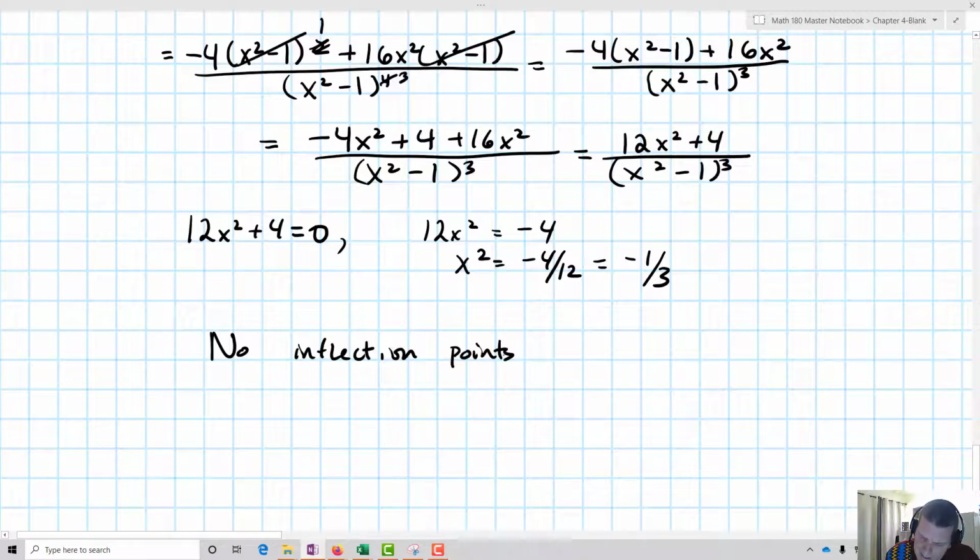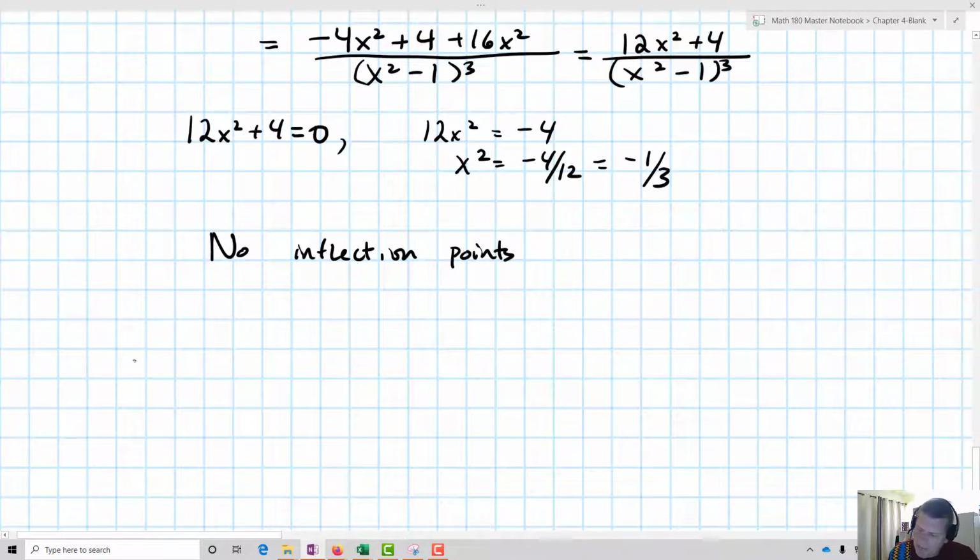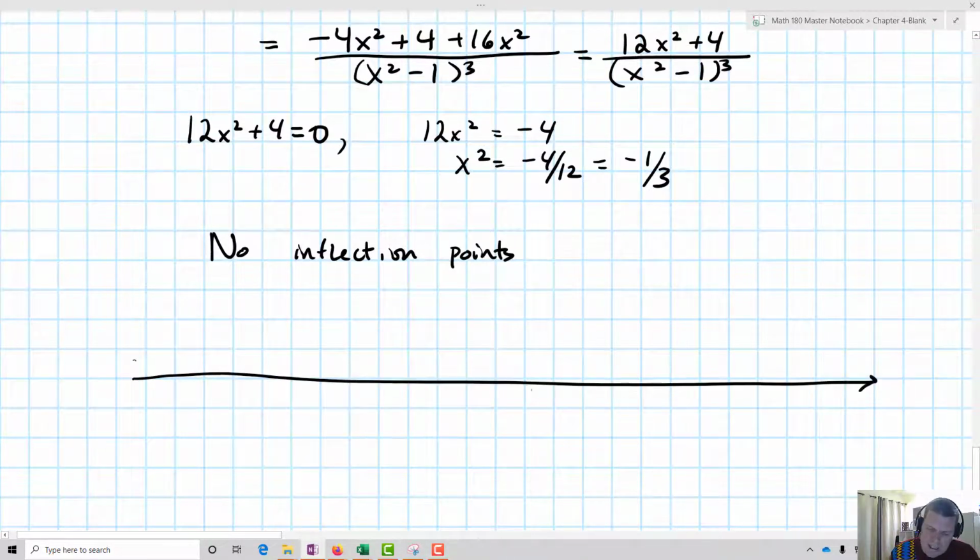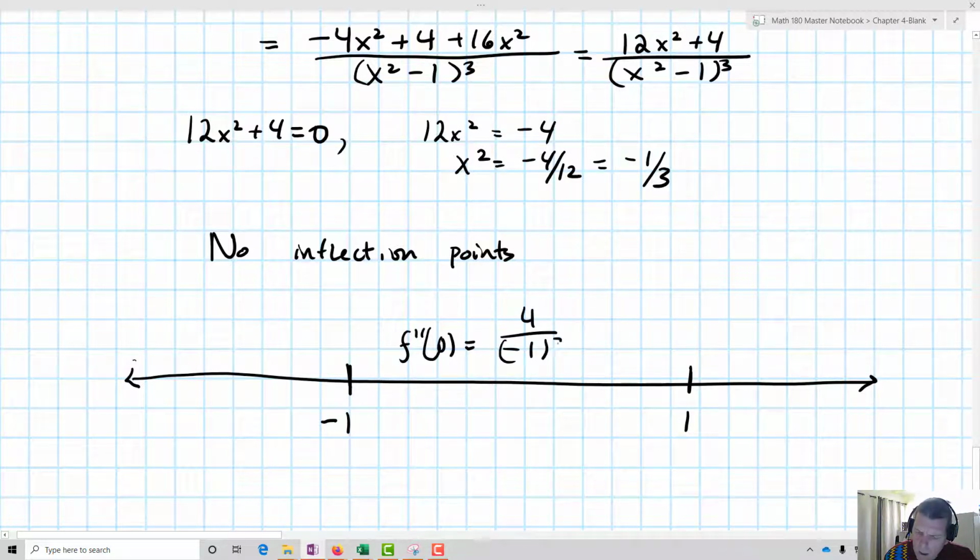But that doesn't necessarily mean that it's the same concavity everywhere on the graph. We're going to continue to check, and what we're going to check is around our asymptotes, which are at negative 1 and 1. So we'll take f double prime of 0. That ends up being 4 over negative 1 cubed, which equals negative 4.